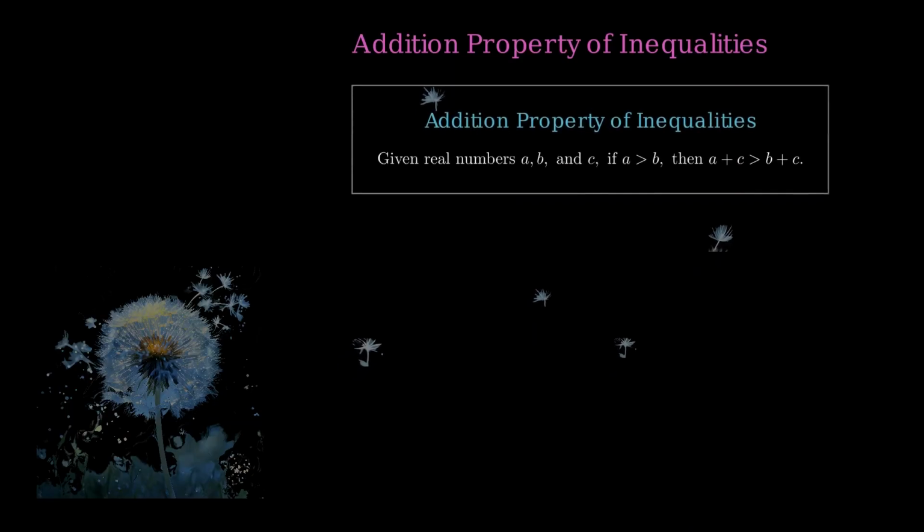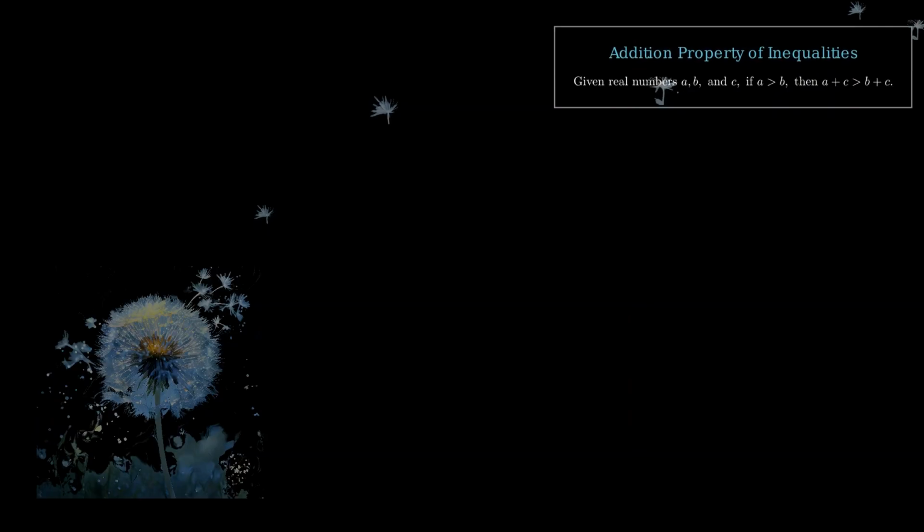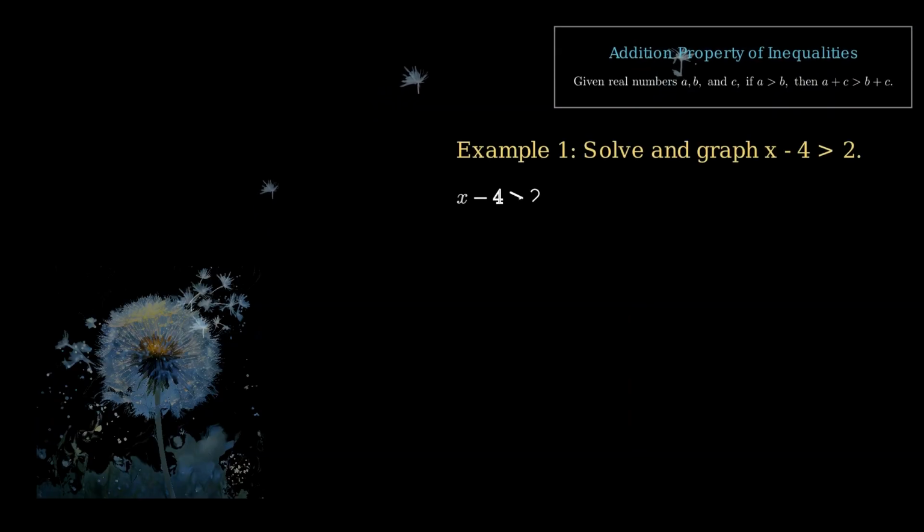The addition property of inequalities states that if we add the same number to both sides of an inequality, it gives an equivalent inequality. Given real numbers a, b, and c, if a is greater than b, then a plus c is greater than b plus c. Let's apply this to example 1.